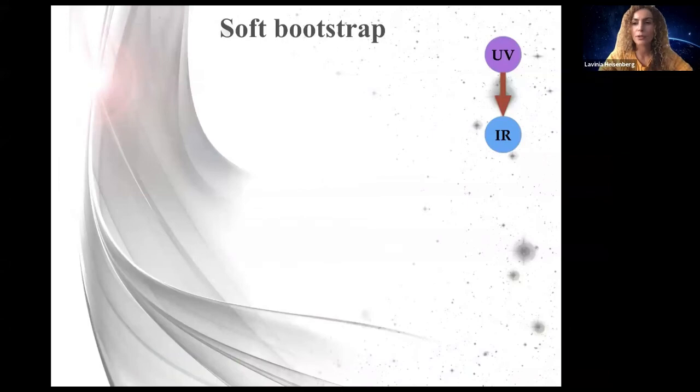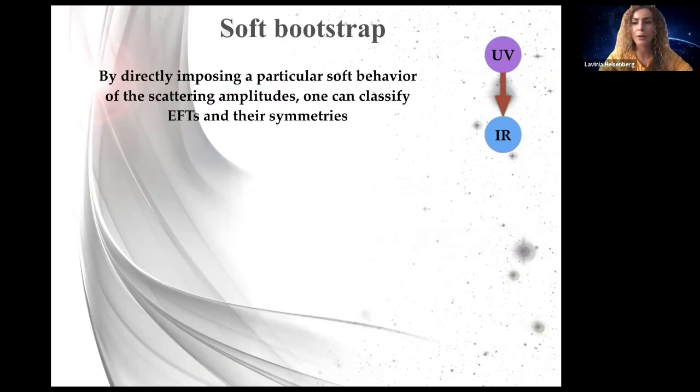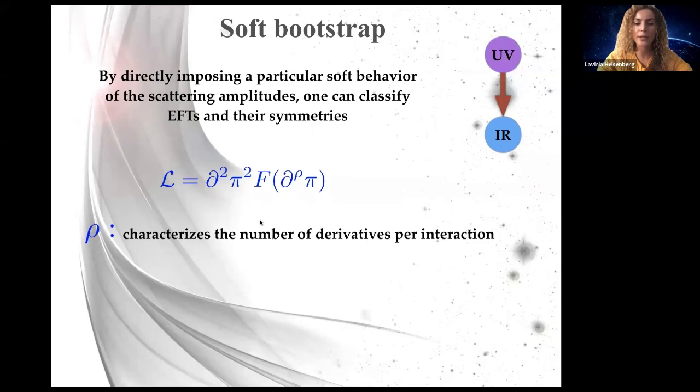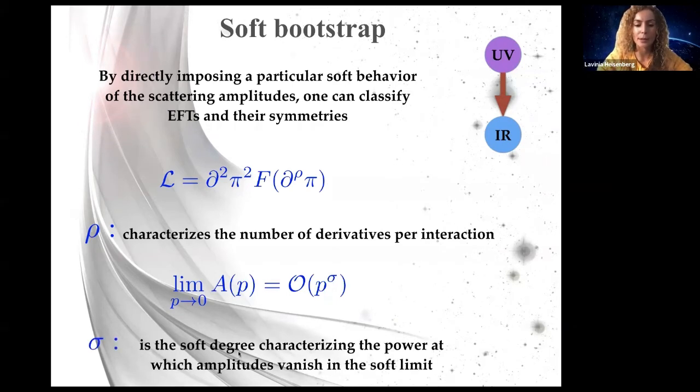There is also this interesting soft bootstrap program in which you can basically classify all the effective field theories and their symmetries, even if you don't know them up front when you start to construct them. So you can discover new symmetries. Just to give you an example, imagine you have Lagrangians like this, where you have a kinetic term applying some function of partial rho pi. This rho basically characterizes the number of derivatives per interaction. So if you want, it's the power counting number. Now, an important limit in this soft bootstrap program is when you take the scattering amplitudes and send one of the external legs' momenta to 0, and you look at how fast the amplitude goes to 0. This is given by p to the sigma. So sigma characterizes the soft degree, the power at which amplitudes vanish in the soft limit.